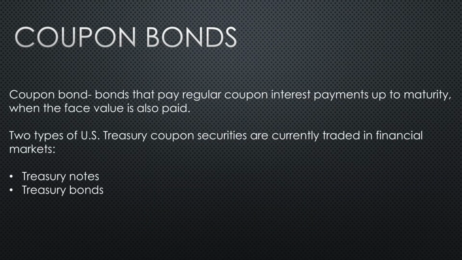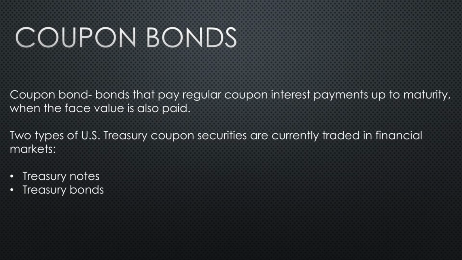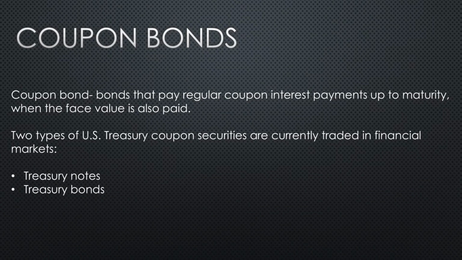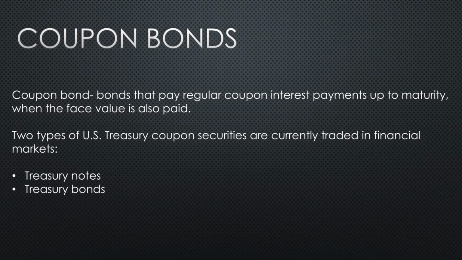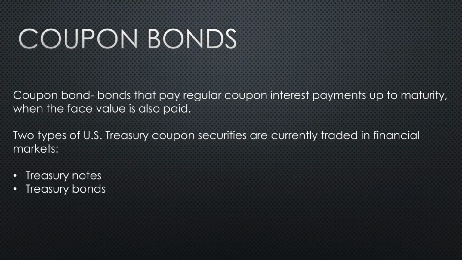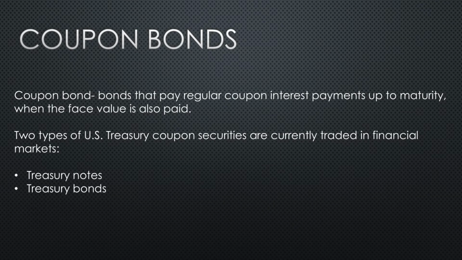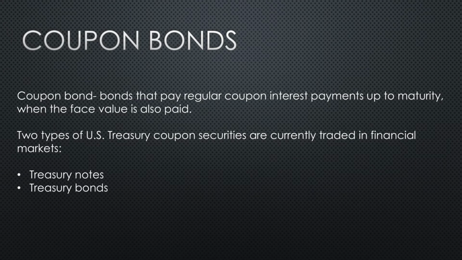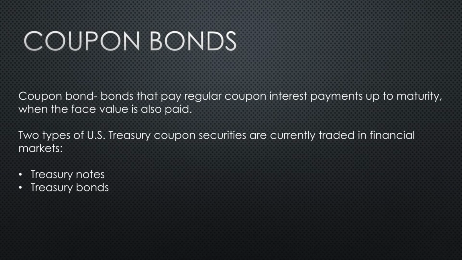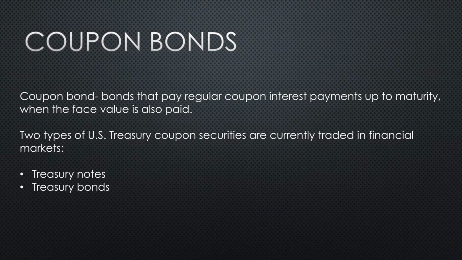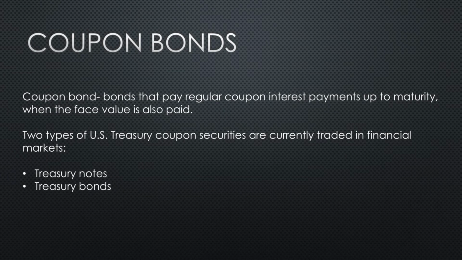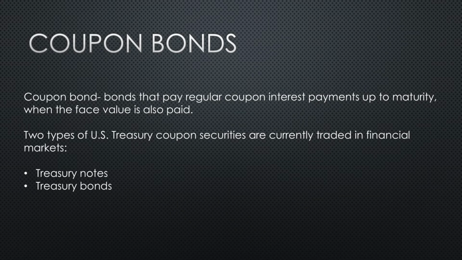Governments also issue zero coupon or Z bonds. Coupon bonds are bonds that pay regular coupon interest payments up to maturity, when face value is also paid. Two types of U.S. Treasury coupon securities are currently traded in financial markets: Treasury notes and Treasury bonds. Treasury notes are a type of U.S. Treasury coupon security currently traded in financial markets with original maturities from 1 to 10 years.